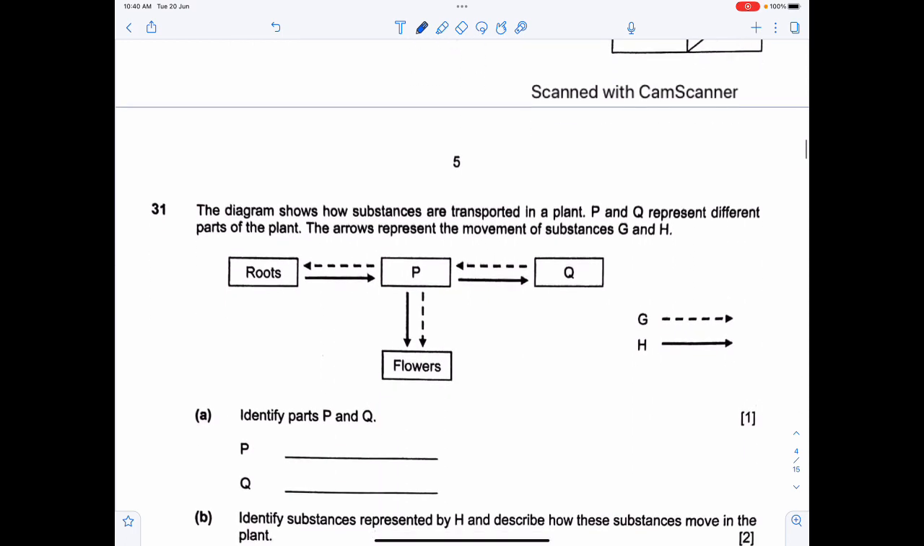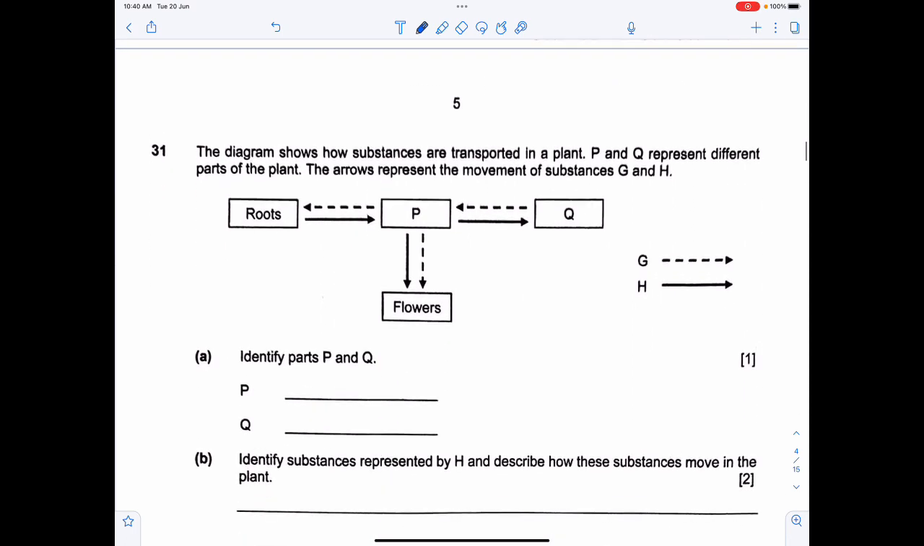The diagram below shows how substances are transported in a plant. P and Q represent different parts of the plant. The arrows represent the movement of substances G and H. Now, whenever you do this, always remember this. You want to identify 2 things. One is your roots, and the other is your leaf.